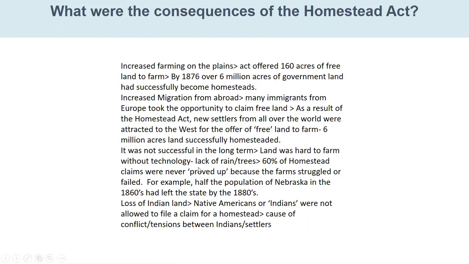It was hard to farm without technology, lack of rain, trees, things that we've looked at in previous lessons. 60% of homestead claims were never proved up because the farm struggled or failed. So half the population of Nebraska in the 1860s had left the state by the 1880s. Long-term failure. And loss of Indian land.